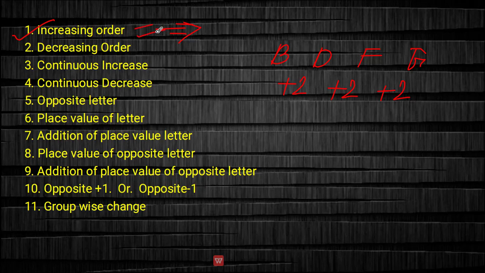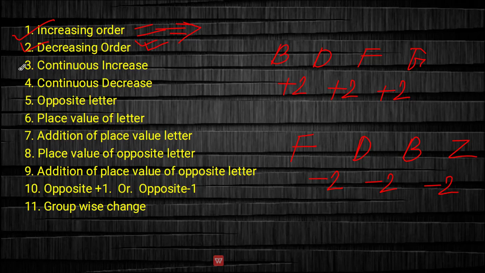These are in increasing order, and there may also be decreasing order, like F, then D, then B, then Z. So you can identify that here it is decreasing order. That means minus 2, minus 2, minus 2. So these are decreasing order.